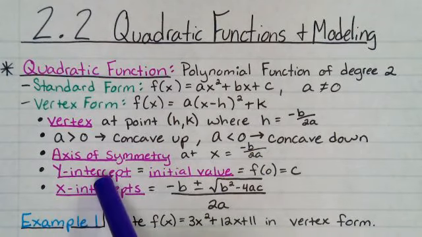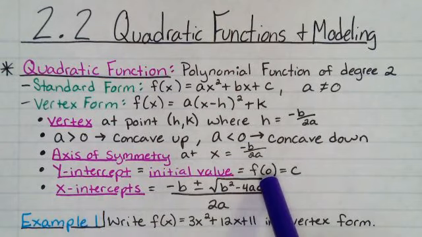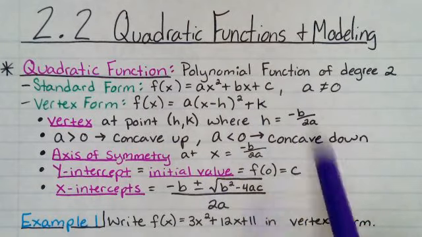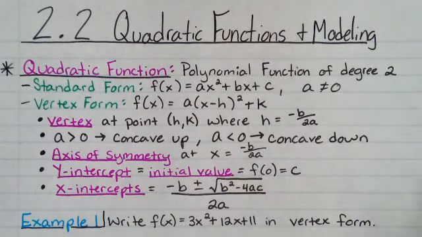Your y-intercept's pretty easy to find. That's if you just plug in a 0 for x in your function. If you plug in a 0, the only thing that you're going to get out of it is that constant. So if you ever want to know what your y-intercept is, just look at whatever the constant is, and you know where your y-intercept is. Easy peasy. Your x-intercepts are a little harder to find.